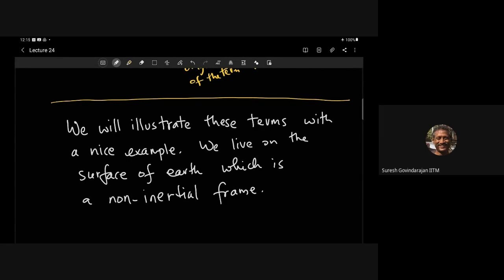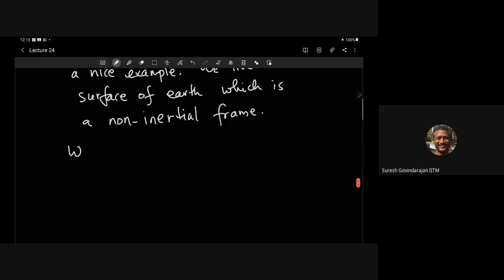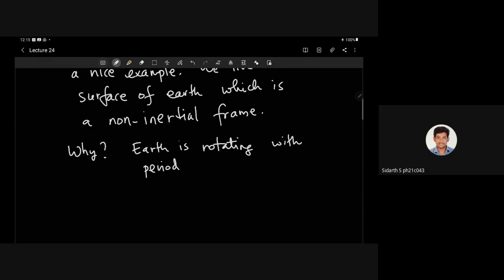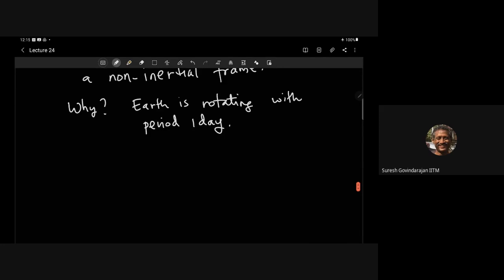There is also motion around the sun and then in the galaxy. But the dominant one is the fact that we are rotating. And what is the period? 24 hours. 1 day. So that is the thing. So let us now set up the problem.